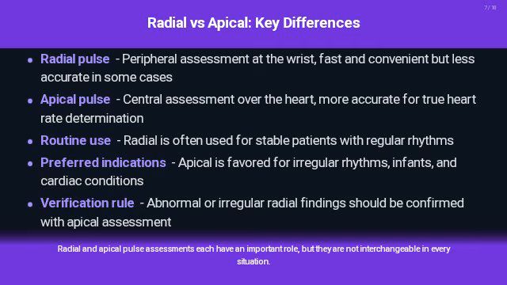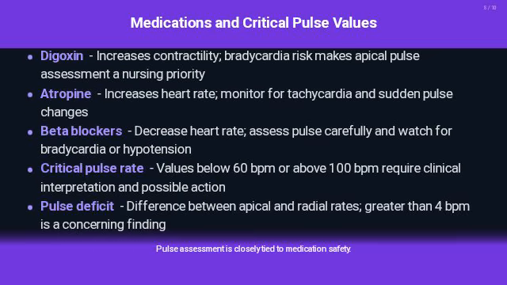Another essential rule is verification. If a radial pulse is abnormal or irregular, confirm it apically. For example, if you count a radial pulse that seems to skip beats, you should not simply document it and move on. Confirm centrally so that your next nursing action is based on accurate data. This comparison helps nurses choose the right method, avoid false reassurance, and ensure that concerning findings are followed up appropriately.